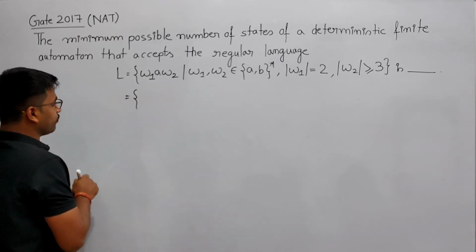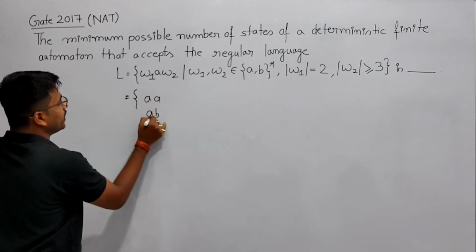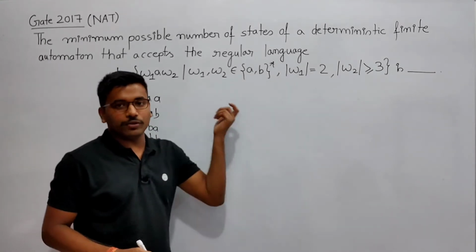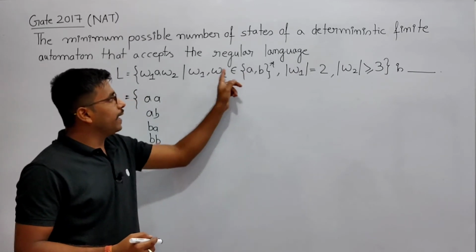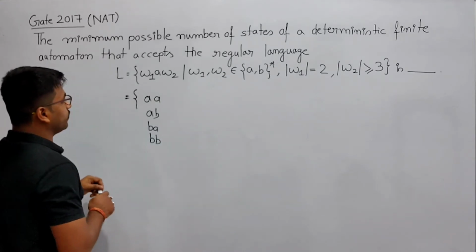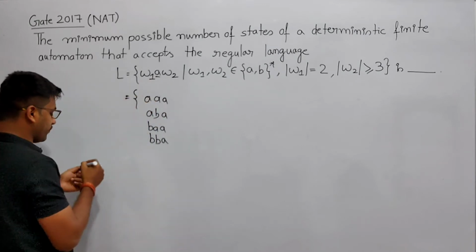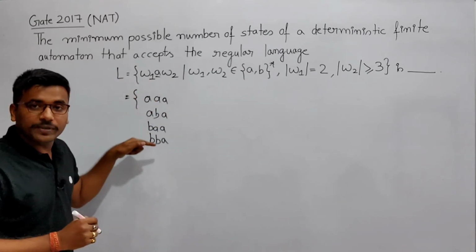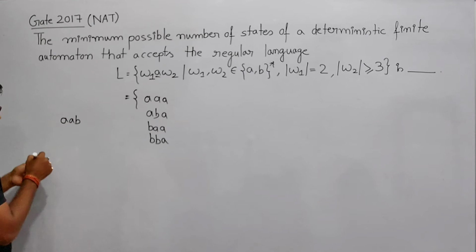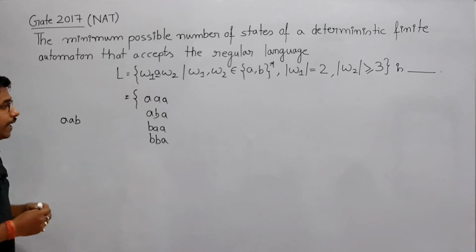Since the length of W1 is 2, W1 will be either AA, AB, BA or BB, because no other strings we can get in place of W1 as its length should be 2, and we can take any combination of A and B because W1, W2 belong to (A,B)*. After that you will get A. So these are the kind of strings that belong to this language. After W1 it should have A. But if it has B, then you have to go to the dead state, because a string like AAB does not belong to this language. Why? Because after W1 it should have A, and here it is having B, so you have to reject that.